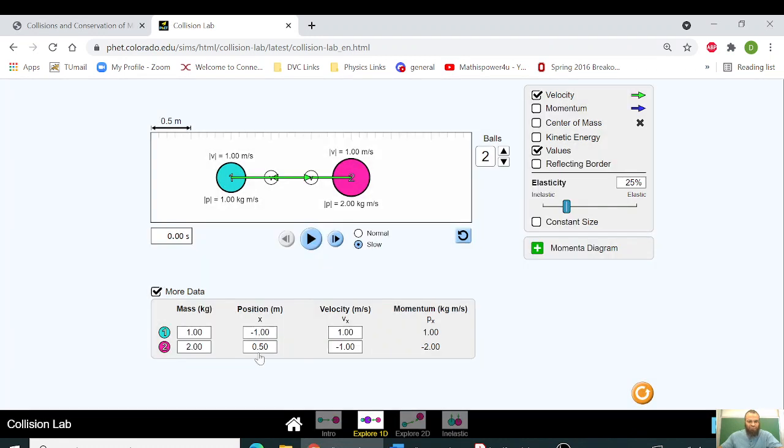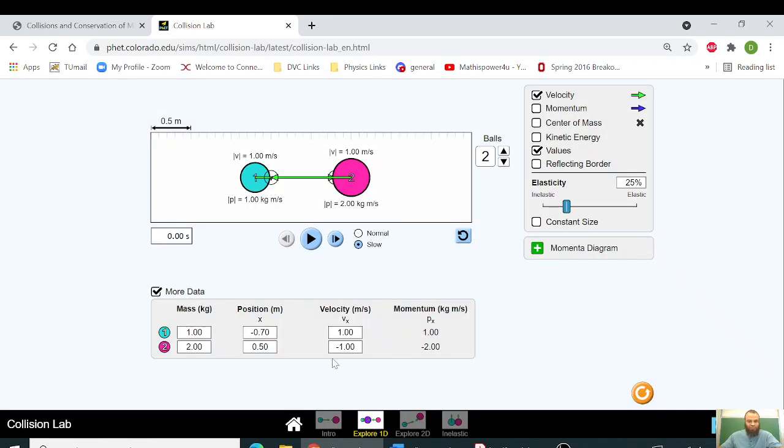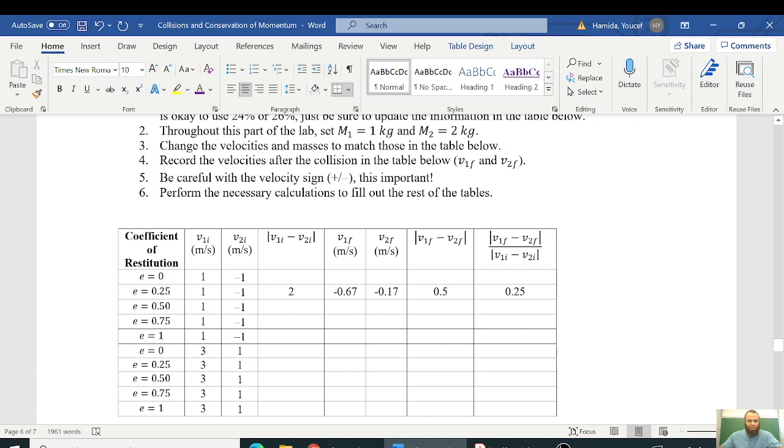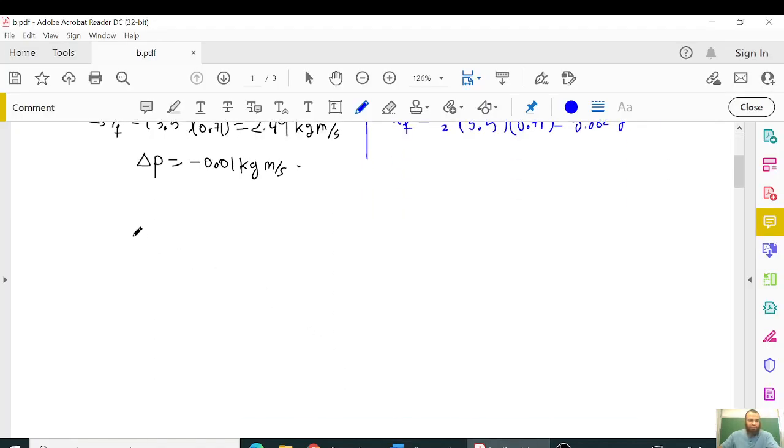Again, don't worry about the x values. X values just tell you where the position is. That doesn't matter. And this one will be -1, so that's good. And we're going to collide them. And when we collide them, it says what's their relative velocity before the collision.